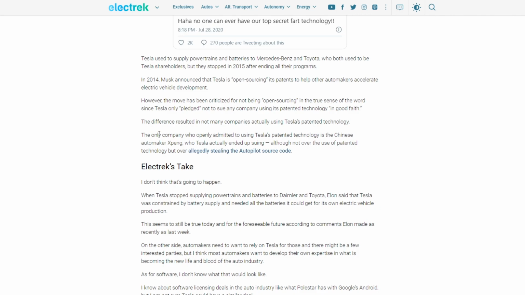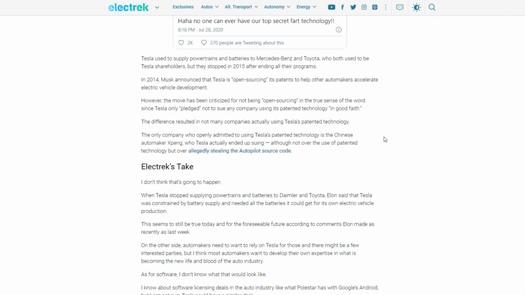And then it states right here, the difference resulted in not many companies actually using Tesla's patented technology. And the only company who openly admitted to using Tesla's patented technology is the Chinese automaker XPeng, who actually ended up suing, although not over the use of patented technology, but over allegedly stealing the autopilot source code. And this is something that we've talked on the channel before about as well.